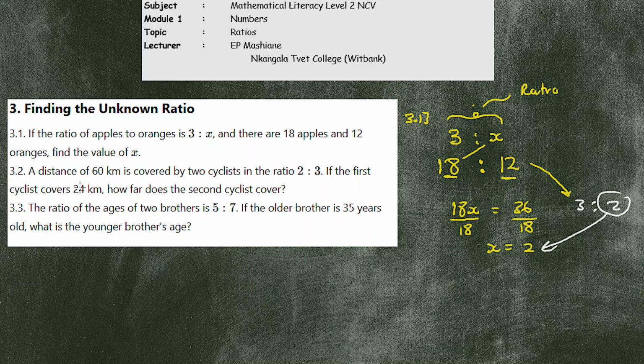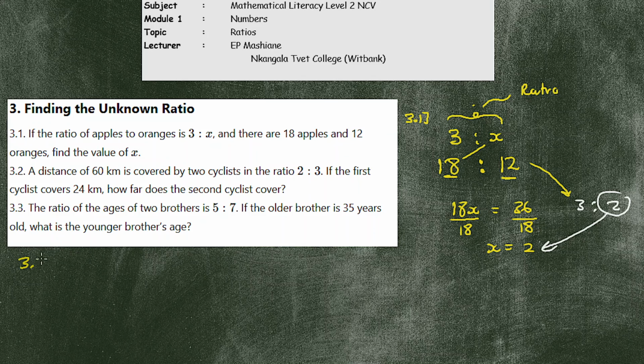3.2, a distance of 60 kilometers is covered by 2 cyclists in the ratio 2 to 3. If the first cyclist covers 24 kilometers, how far does the second cyclist cover? A distance of 60 kilometers is to be covered by 2 cyclists. If the first cyclist covers 24 kilometers, how far does the second cyclist cover?